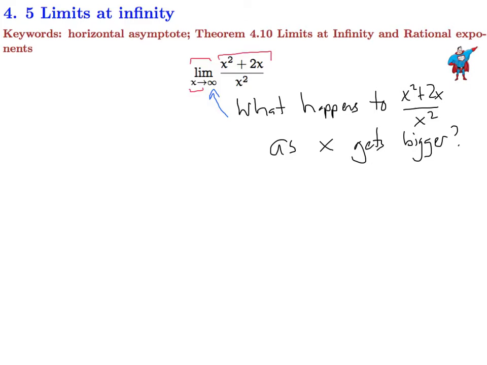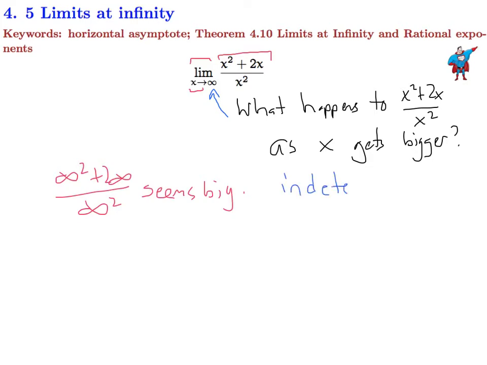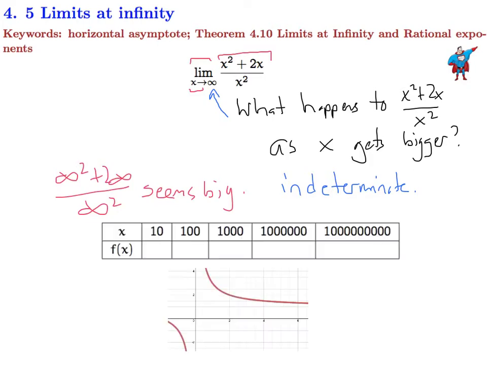And if we wanted, we could just try to plug infinity in. We could say, well, infinity squared plus 2 times infinity all over infinity squared seems big. But this is another one of our indeterminate forms. We can't exactly say what's going on yet because it's infinity over infinity. This could be 1, this could be 50, this could be almost anything. And so one thing we can do to try to figure this out, or try to guess what happens, is make a table, or look at the graph.